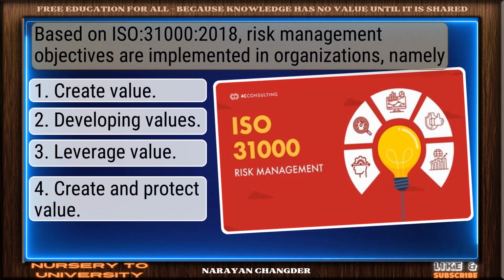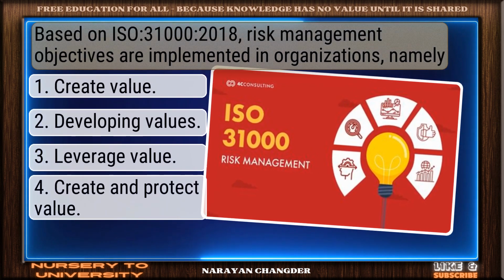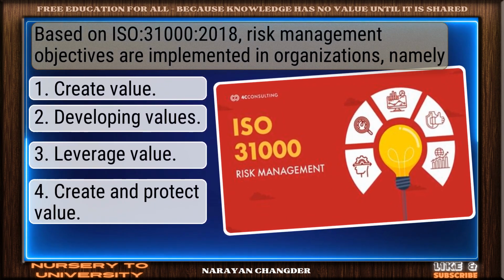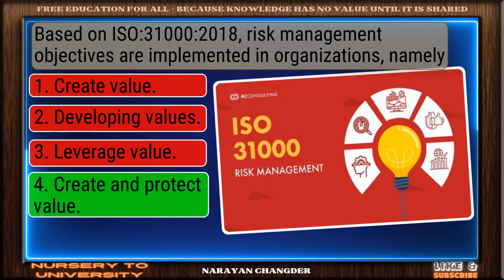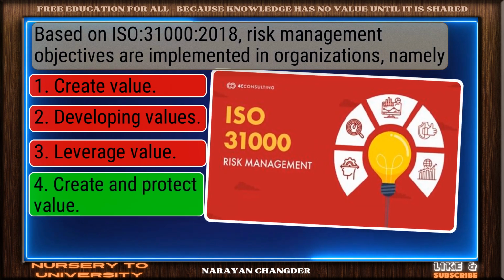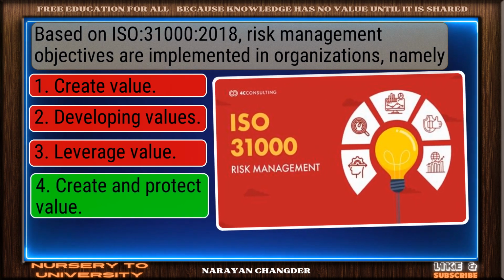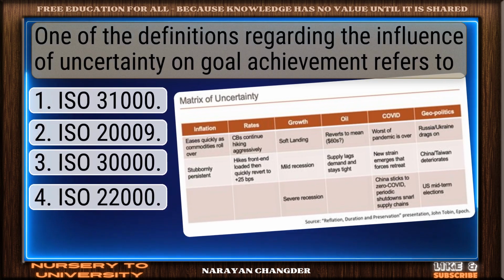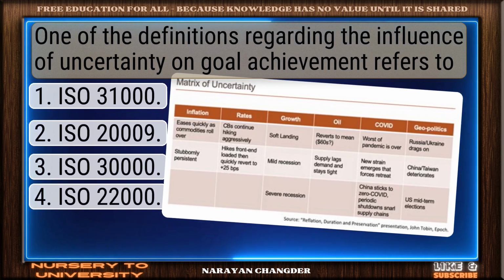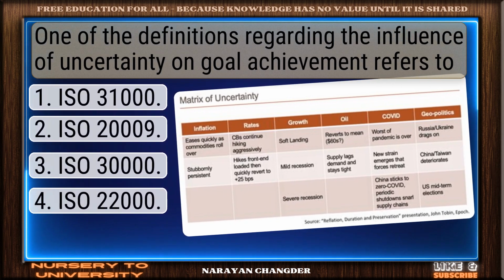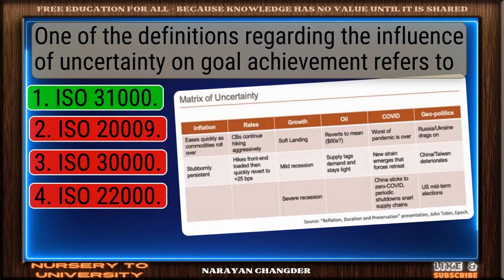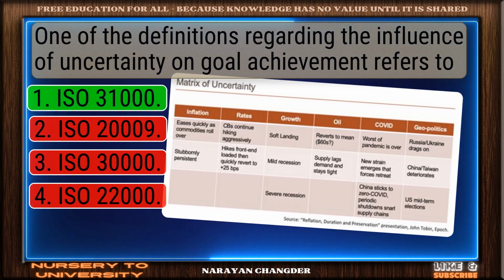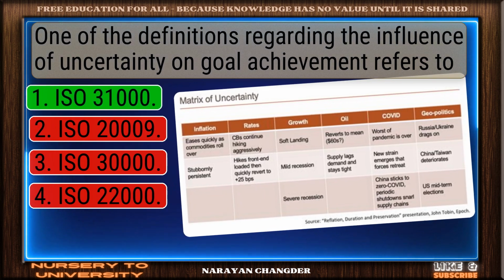Based on ISO 31000 2018, risk management objectives are implemented in organizations, namely... Right again. Create and protect value is a valid answer. One of the definitions regarding the influence of uncertainty on goal achievement refers to... Clear logic. Your choice ISO 31000 is sound and 100% true.